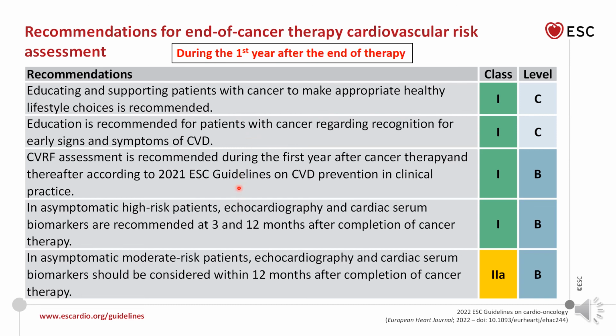Then in high risk patients we should do surveillance with biomarkers and echo at 3 months and 12 months post completion of cancer therapy. This should be considered class 2A in moderate risk patients at 12 months. As we said before, this type of patient might develop cardiotoxicity, like with anthracycline, 98% during the first year, with a median at 3 months. Hence, the rationale for these cutoff points.